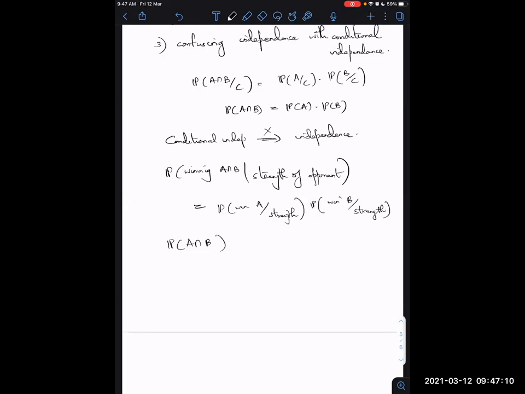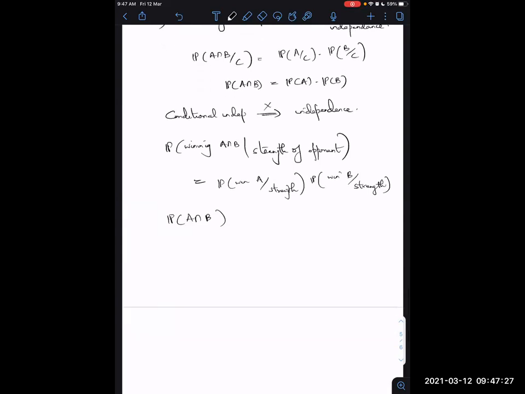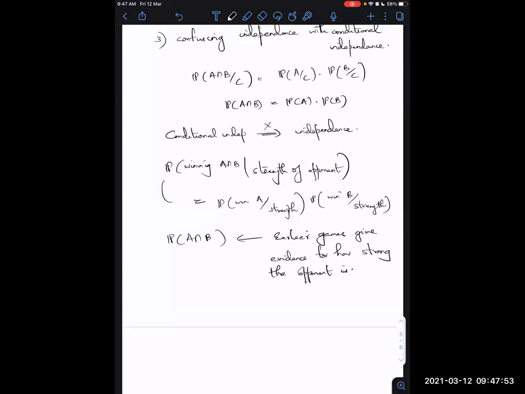So if he's a very strong opponent and you get to realize that in A, and say you somehow won the match, like it was just borderline, there's a higher chance that you will actually lose B because you realize that the opponent is very strong. So what I'm trying to say is earlier games give evidence for how strong the opponent is. And this way you can see that although A and B were conditionally independent, by just looking at A and B, they are not independent because the result of A tells you something about what is going to happen with B. B is the event where you win the second match. All right. I hope this example is clear.